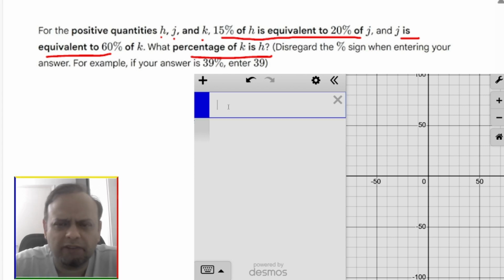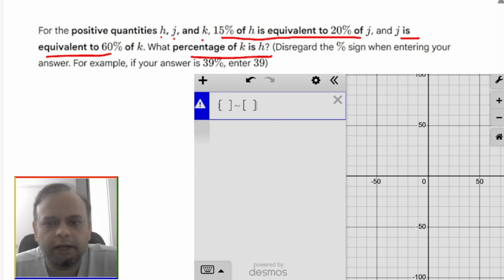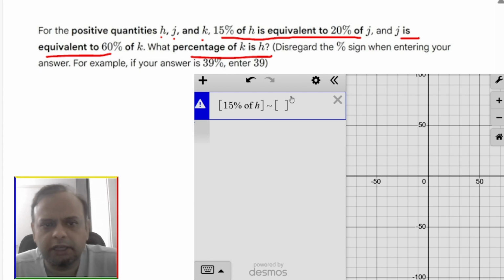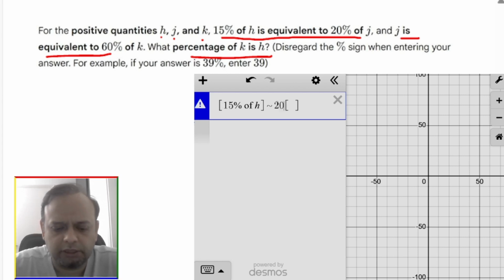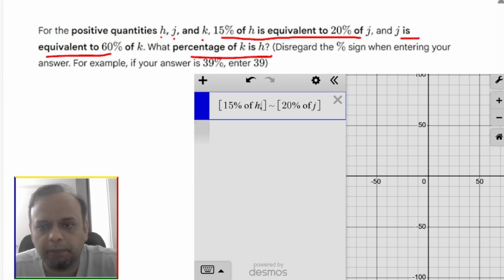Once again, because we have relationships and multiple of them, we are going to use the square bracket thing. All right, so the first one is 15% of h is equivalent to 20% of j. I'm not even going to change the language. I'm just going to write 15% of h is the same as 20% of j, right? So I'm not doing anything else. I'm just copying what the question said. So I know I'm not doing any simplification, so I will not be making a mistake.